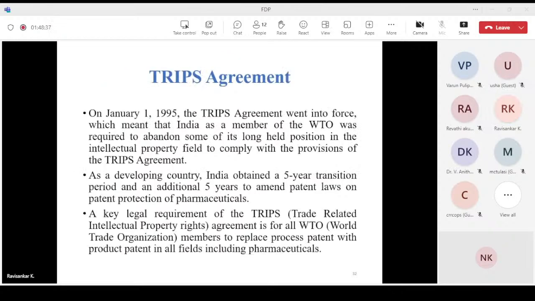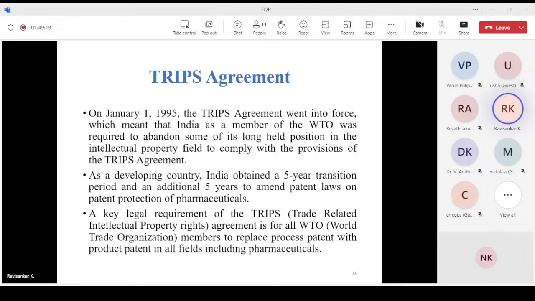Then the TRIPS agreement came in on January 1, 1995, which meant that India, as a member of WTO, was required to abandon some of its long-held positions in the intellectual property field to comply with the provisions of the TRIPS agreement. According to TRIPS, all the countries should have the same intellectual property rights rules. Since India is a developing country, we got a 5 year transition period and an additional 5 years to amend our laws on patent protection of pharmaceuticals.